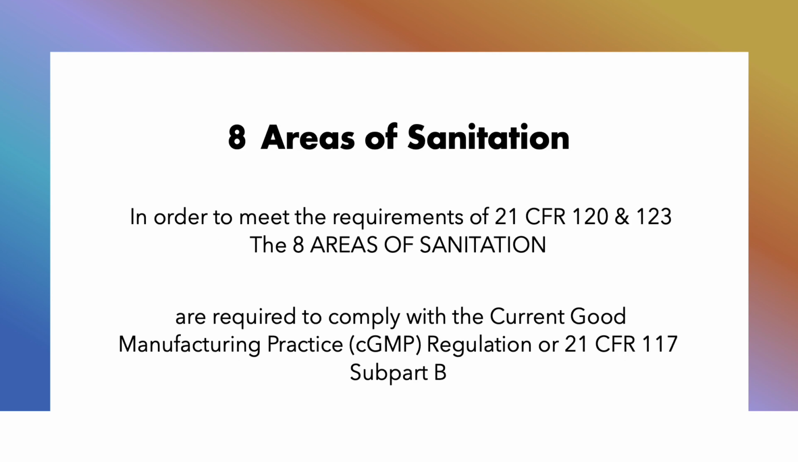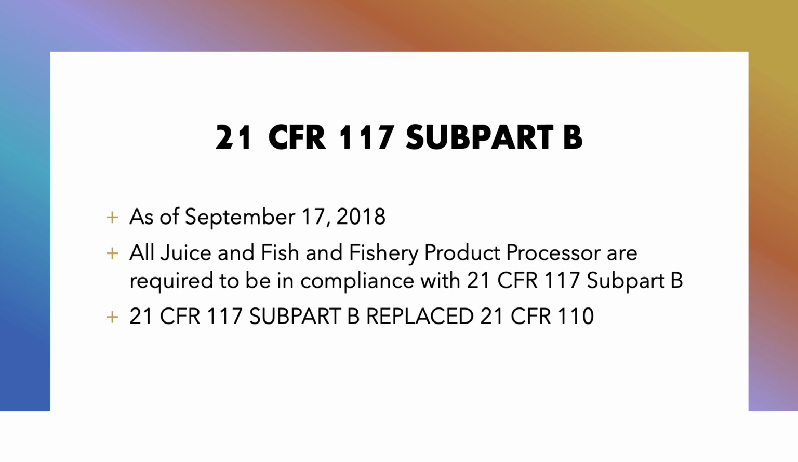In order to meet the requirements of 21 CFR 120 and 123 for the 8 areas of sanitation, they are required to be in compliance with 21 CFR 117 subpart B, the Current Good Manufacturing Practice Regulation, or CGMP. As of September 17, 2018, all juice and fish and fishery product processors are required to be in compliance with 21 CFR 117 subpart B. 21 CFR 117 subpart B replaced 21 CFR 110.